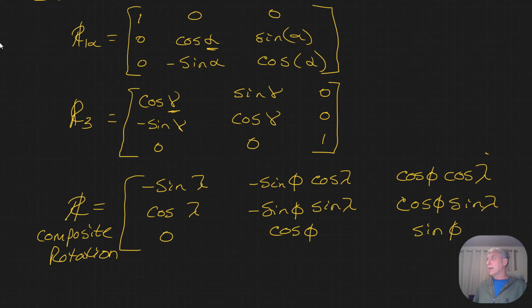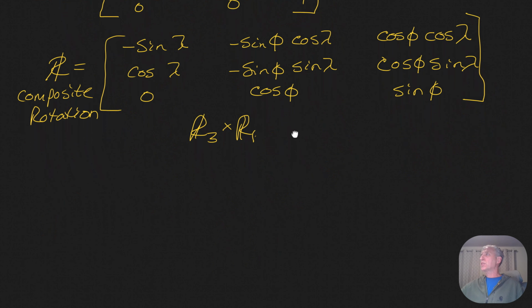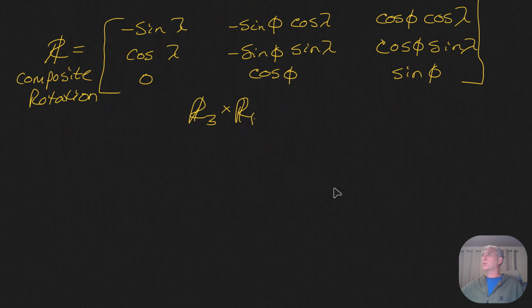And all that is just R3 times R1. So we have it all together. We can do it with one rotation matrix. So instead of R3 and R1, now we just have a rotation matrix.